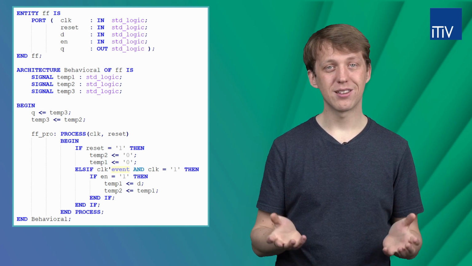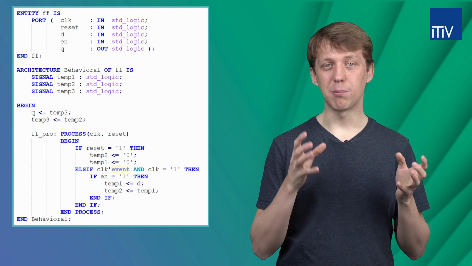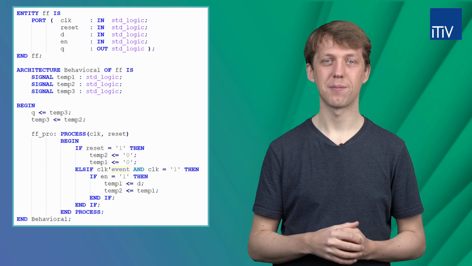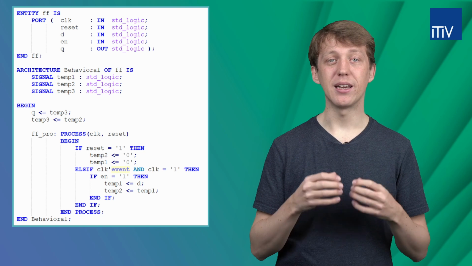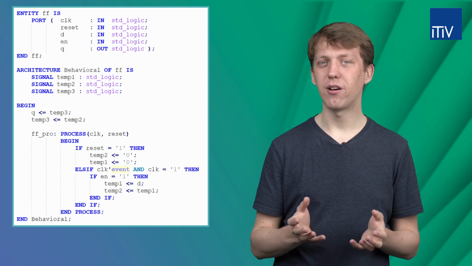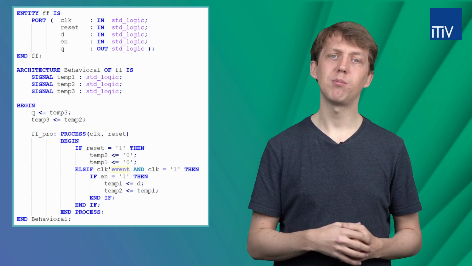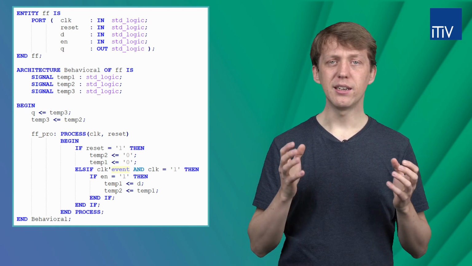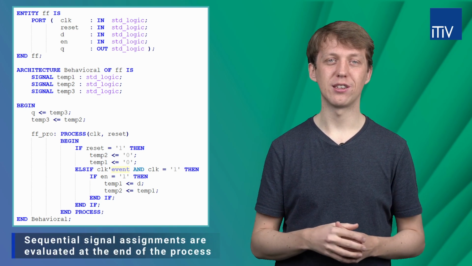At first, this looks similar to the concurrent signal assignments at the beginning of the architectural description of our flip-flop. However, in this case, the assignments happen inside a process. What effect does it have on the behavior of the design? First, let's remind ourselves about how these processes work. The signal evaluation is always done at the end of the process.